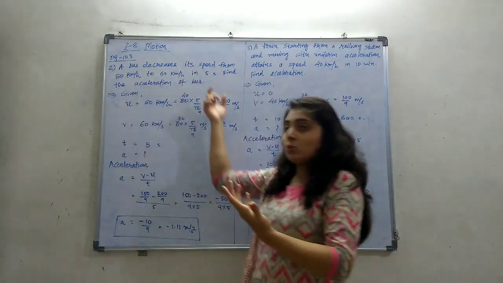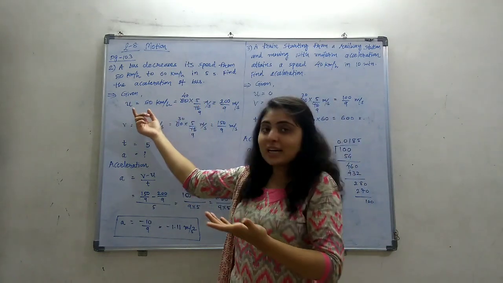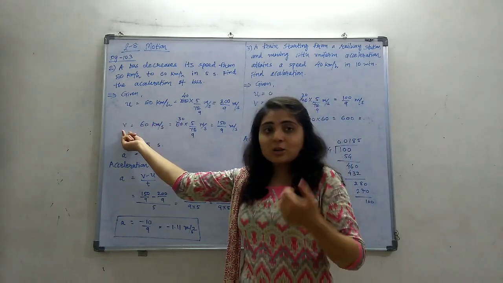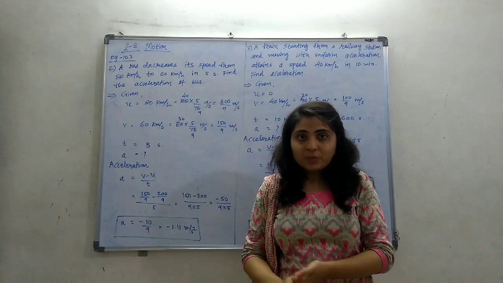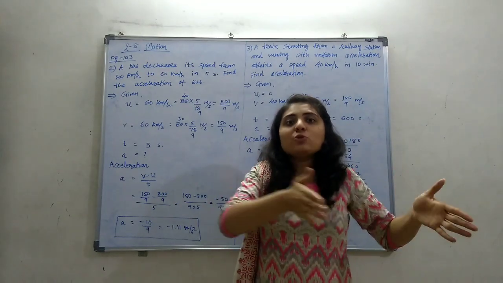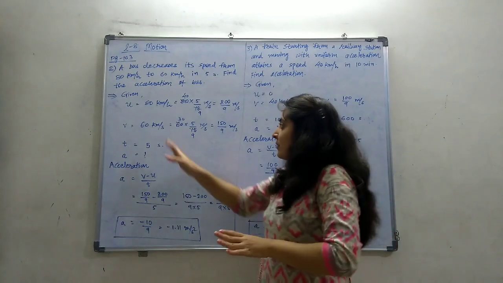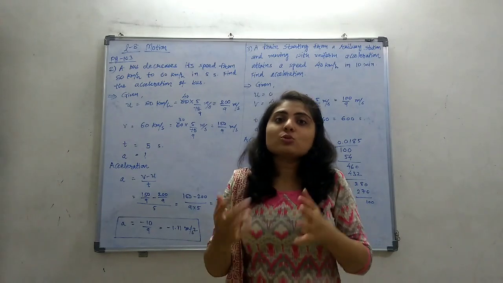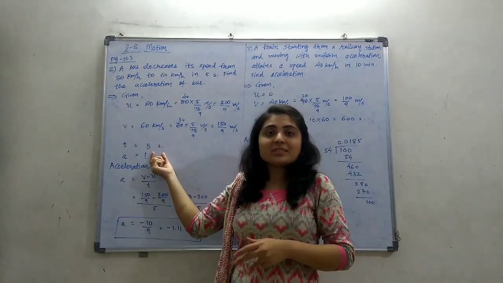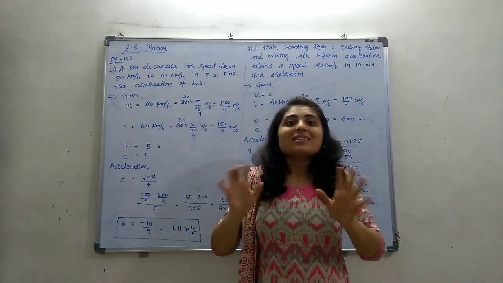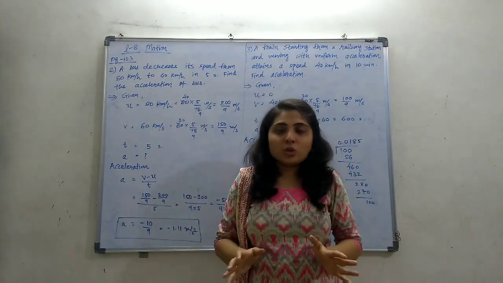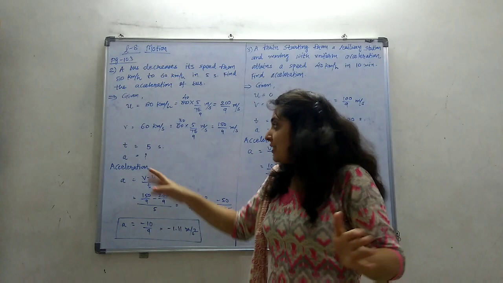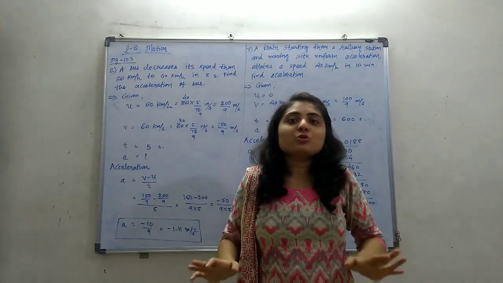So from 80 to 60, that means the data given is: initial velocity u is equal to 80 km per hour and final velocity v is equal to 60 km per hour, right? During this change, we need to find the acceleration. But first of all, we need to change the units to standard units, because time is given in seconds and here the speed is in hours. That can't be done, because the quantities always need to have the same unit. If the time is in seconds, everywhere the time should be in seconds.